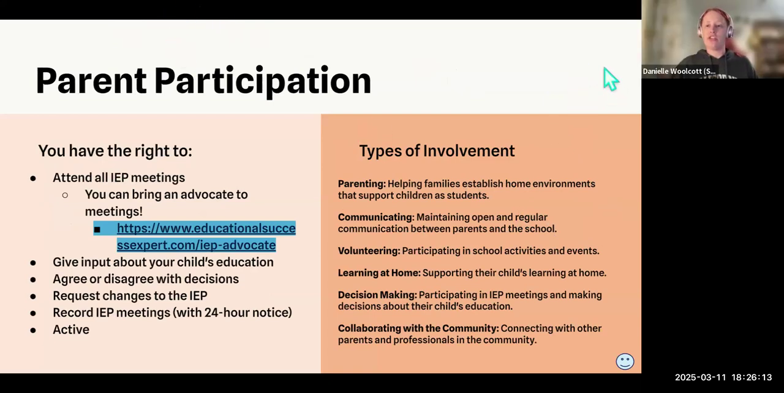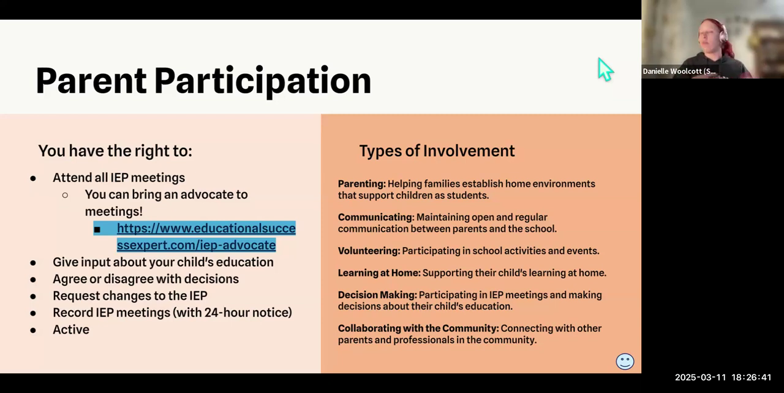All right, so next I'm just going to share a little bit about parent participation and some of the types of involvement and some of your rights. You as a parent have the right to attend all the IEP meetings. You are highly, highly encouraged as a special education teacher in Long Beach Unified. It is great to have parents at the IEP meeting and involved every step of the way, and it also helps me best support your student and your child. So it's great to have that participation.